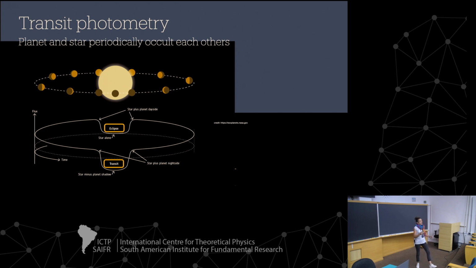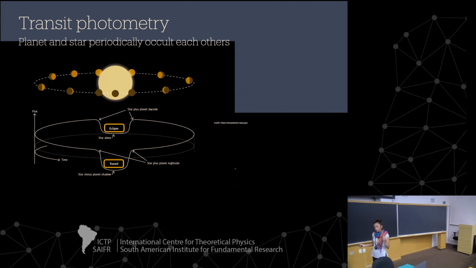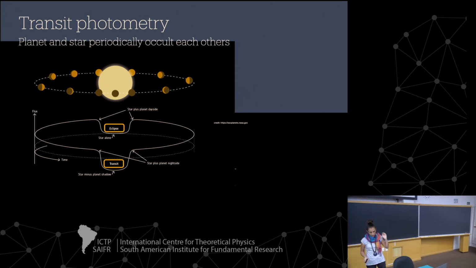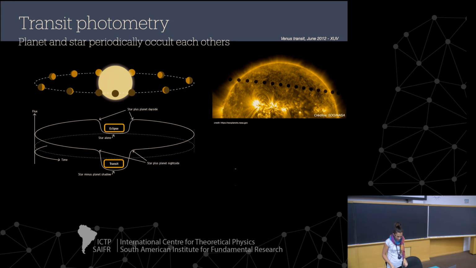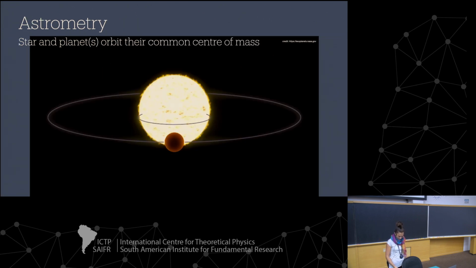Anyway, the larger the exoplanet, the deeper the depth is going to be, right? A large exoplanet is going to do this, and a small one is going to do a tiny one. By combining this with radial velocity, we can measure the radius and the mass of the exoplanet. And this was a real observation of the transit of Venus in front of the Sun in the XUV band, so extreme high energy, taken at different epochs.